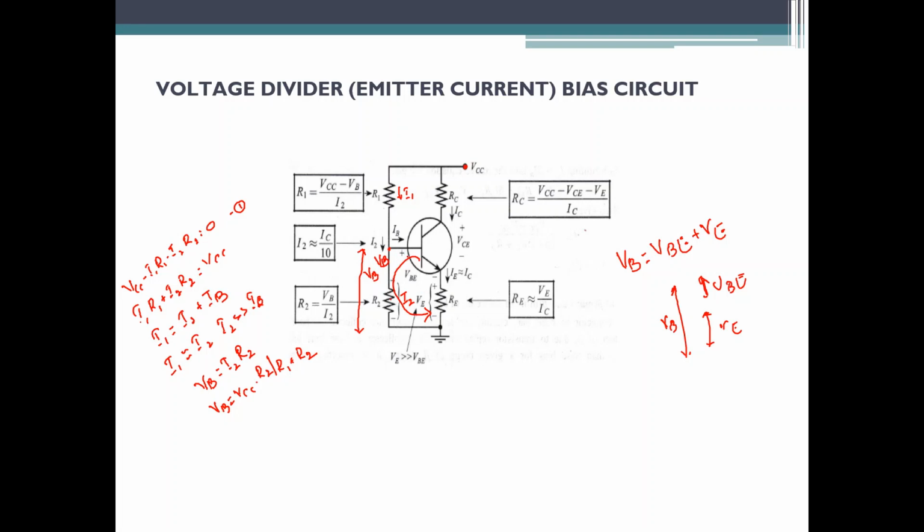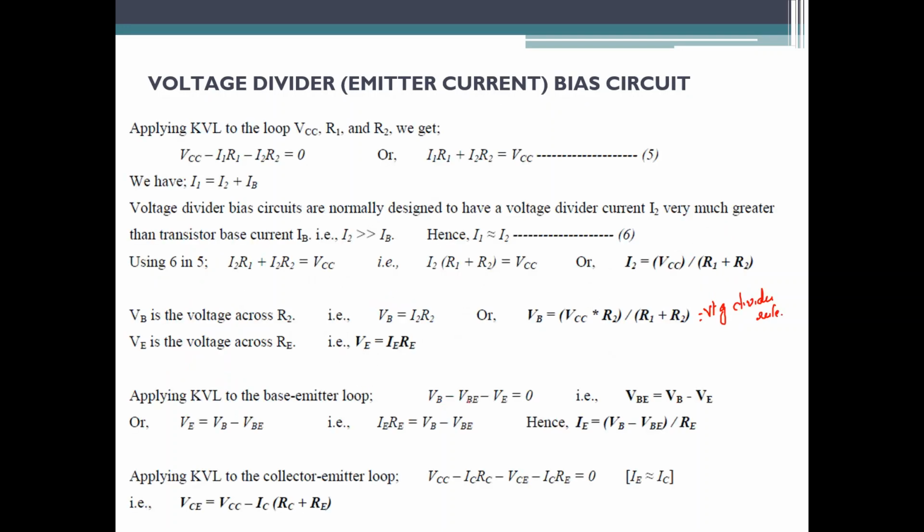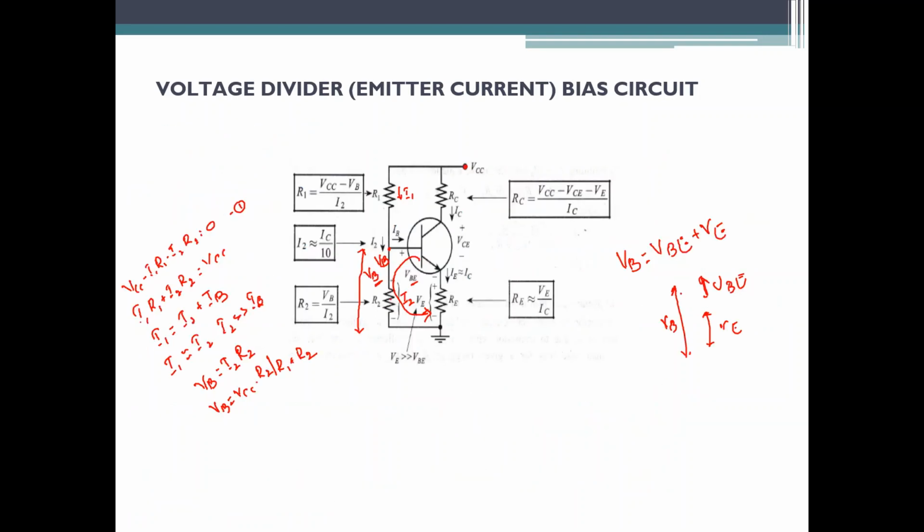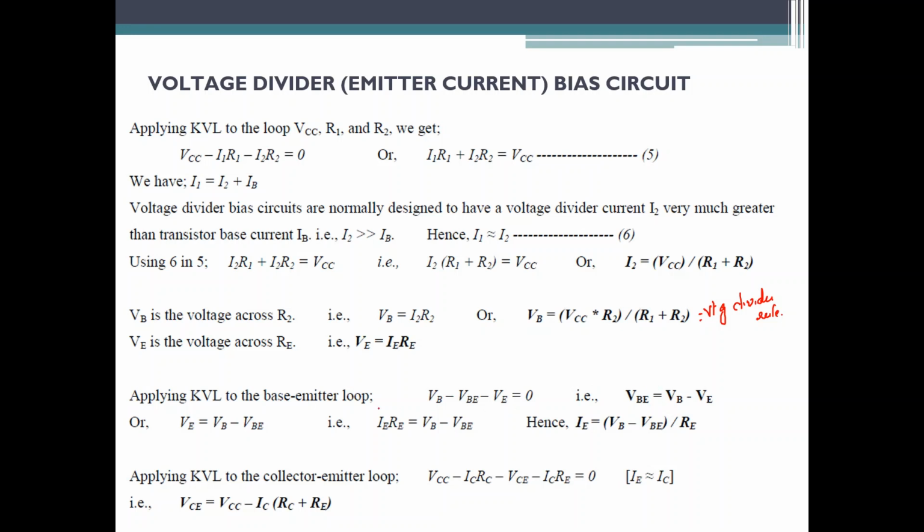So applying KVL to the base emitter loop: VB minus VBE minus VE is equal to 0, or VE is equal to VB minus VBE. The same thing has been written here, right? So how will you write VE? That will be VB minus VBE, right? The total minus this one, that is what is written here: VE is equal to VB minus VBE.